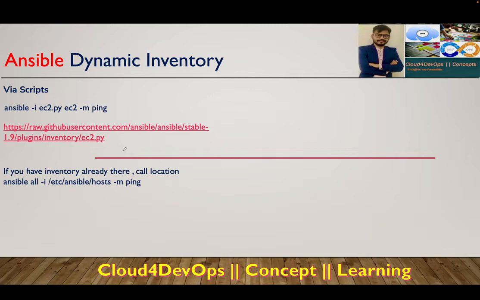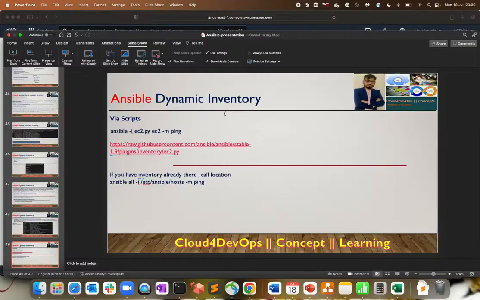Now, there is another way. Let's say you want to have a host file already updated, if your host file is in a different location and you want to call it dynamically, then what you can do: ansible all, or let's say the group, then -i is basically for calling the dynamic inventory, call the location, -m ping, or whatever command you want to run. Okay, let me stop the presentation. I hope this clears a lot in terms of the concept part of dynamic inventory, why we use dynamic inventory and advantages over static inventory.